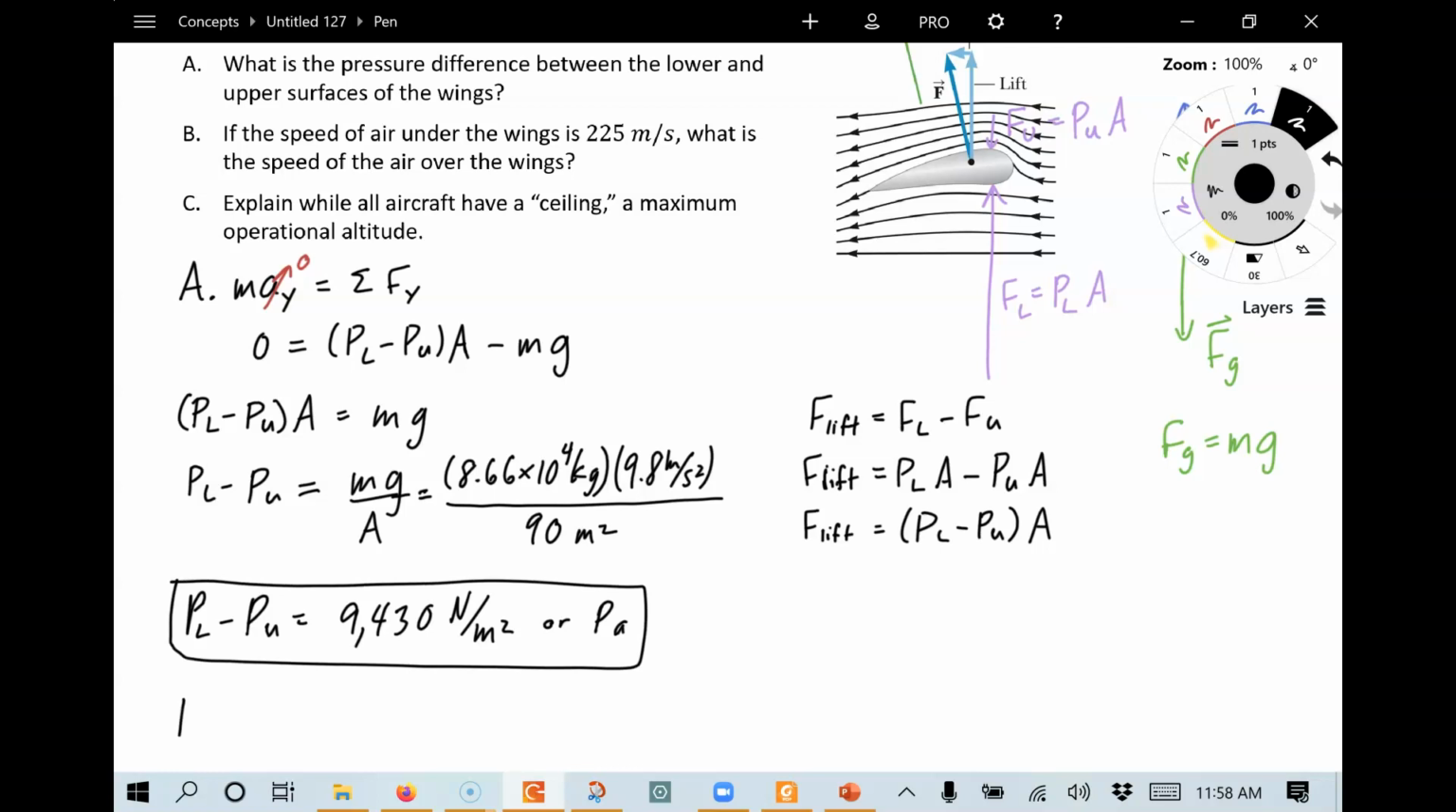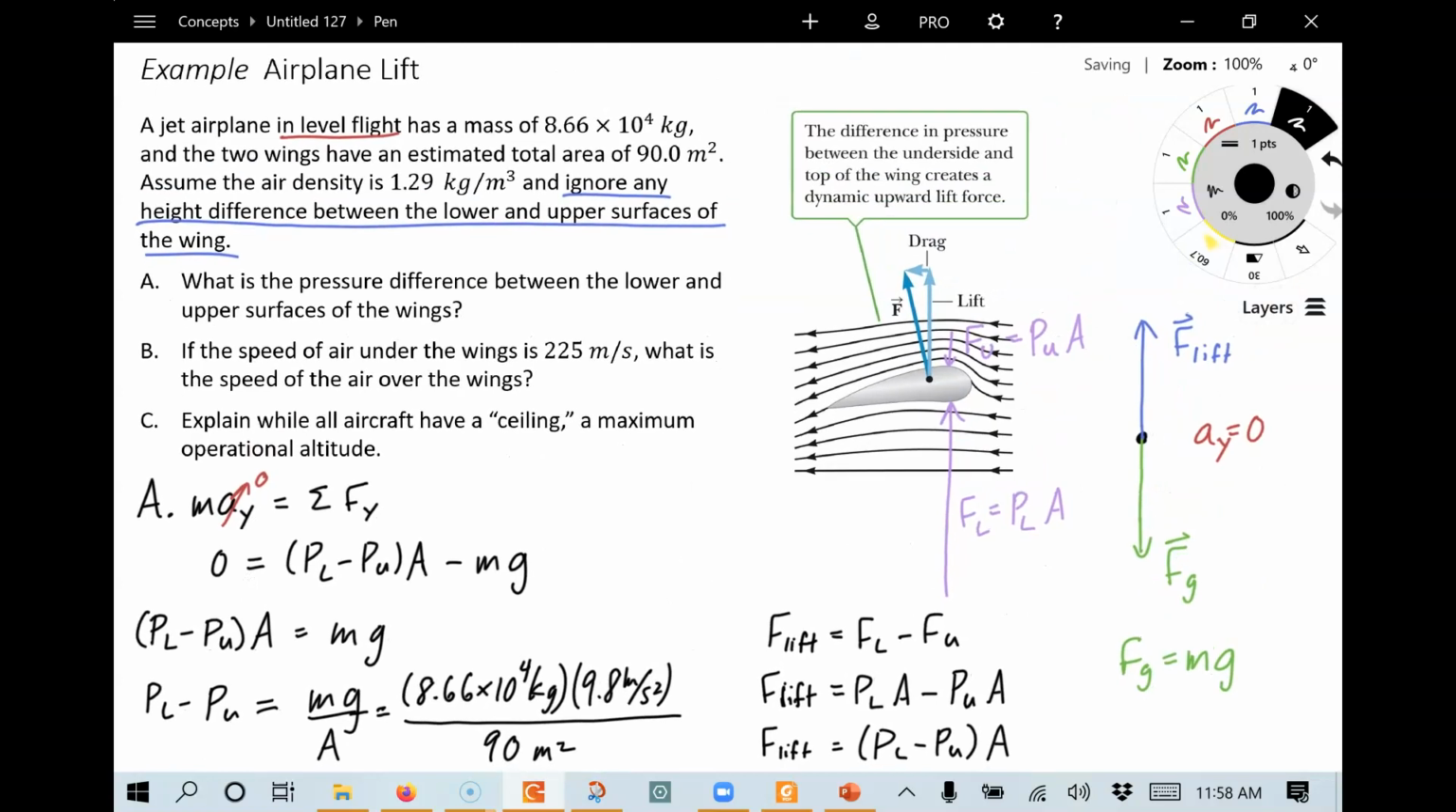Let's look at part B. Part B asks us, if the speed of air under the wings is 225 meters per second, what is the speed of the air over the wings? Well, in this case, what we're looking at is the flow of the air, and so we're going to use the equations for ideal fluids here.